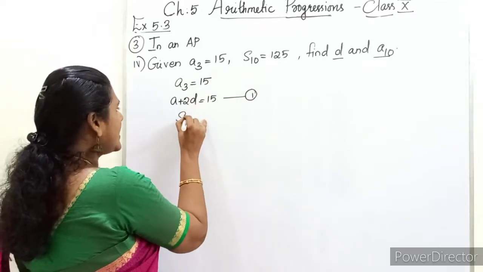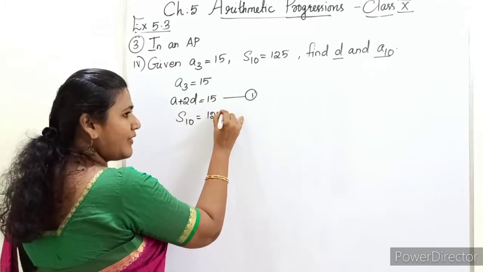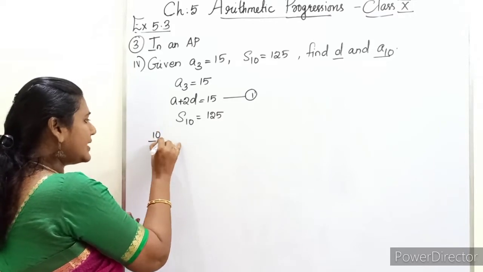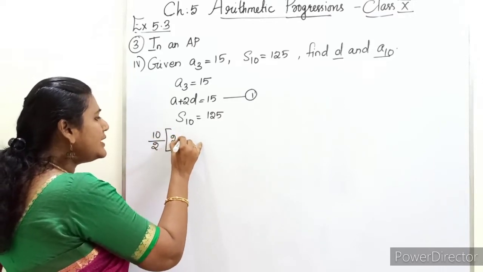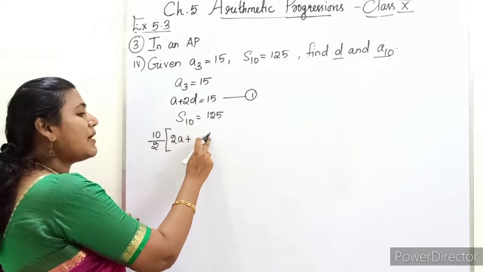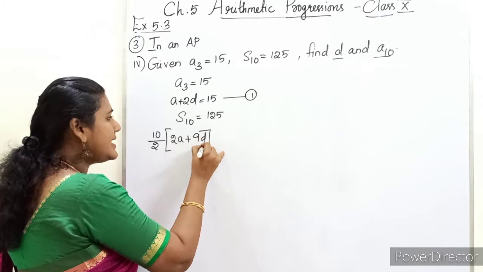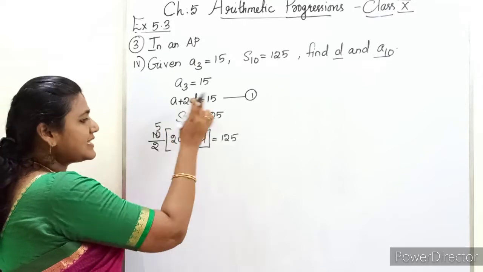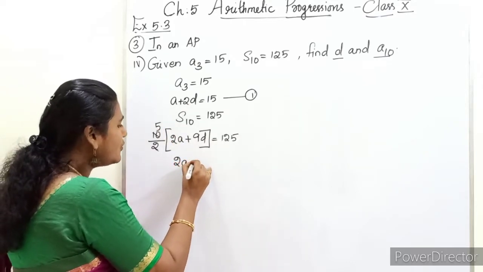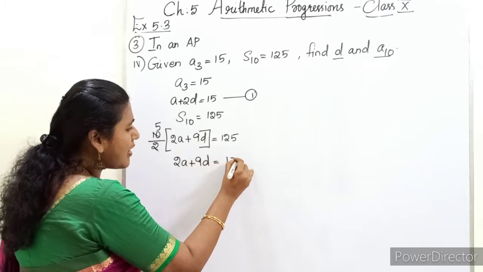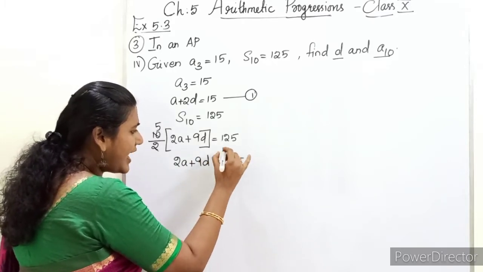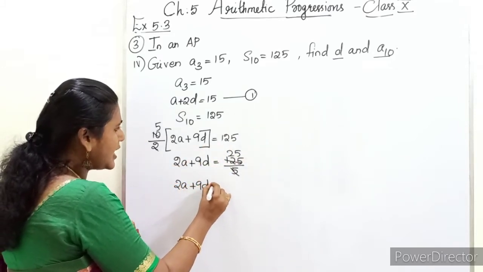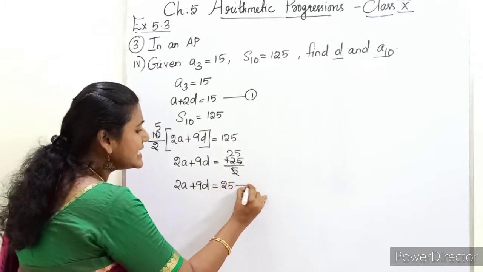Now we have the second quantity, that is S10 is equal to 125. So here, in place of S10, we will substitute the formula, that is n by 2, that is 10 by 2 into 2A plus, n value is 10, so n minus 1 will be 9, so 9D is equal to 125. So here we can cancel, and in the next step we will take this 5 to the right side. So you will get 2A plus 9D is equal to 125 by 5. When you divide, you will get 25. Okay. So 2A plus 9D is equal to 25. So this is the second equation.